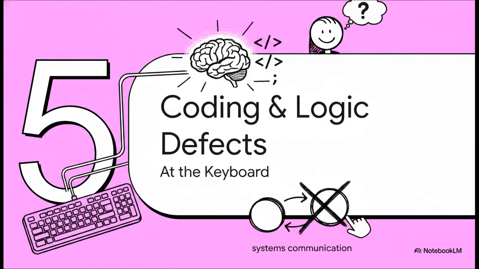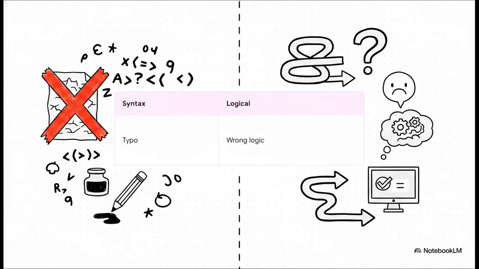Let's move to Section 5, Coding and Logic Defects, and see how this builds. We're drilling all the way down to the programmer's keyboard here. And this brilliantly illustrates two very distinct coding problems. First, you have a syntax defect. This occurs strictly due to typing or coding mistakes made by the programmer. It's essentially just a typo in the programming language. No big deal, but it breaks things.